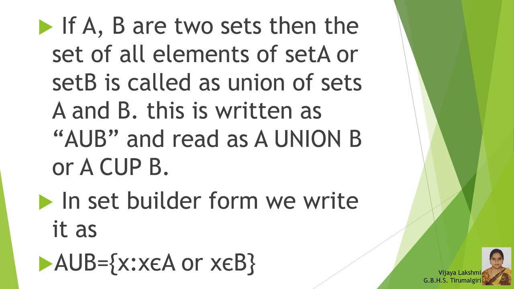If A and B are two sets, then the set of all elements of set A or set B is called as union of sets A and B. This is written as A union B and read as A union B or A cup B. So the symbol of union is ∪. In set builder form, we write it as A union B is equal to set of all x such that x belongs to A or x belongs to B. In other words, we can say that all the elements of A together with all the elements of B is called as A union B.